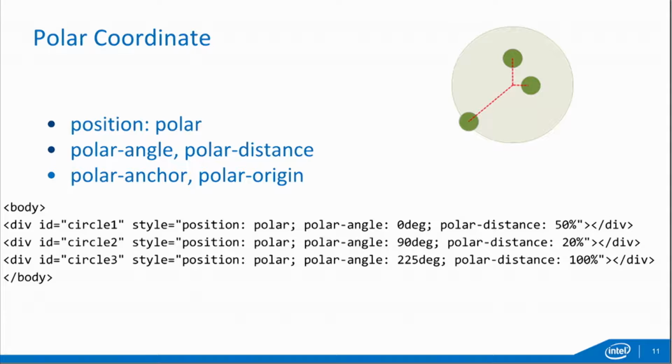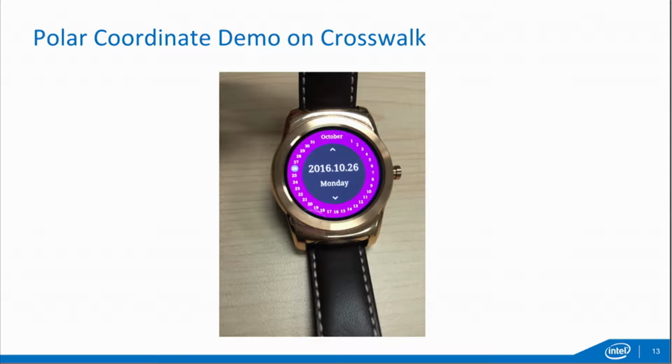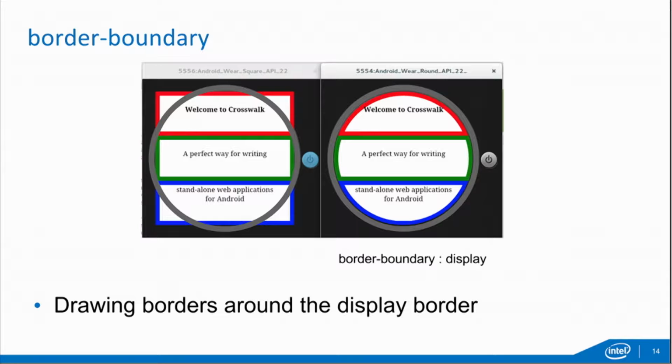So, and here's a demo. This is a web application which shows a round display using the polar UI on the underwear. So here is a boundary display new properties.